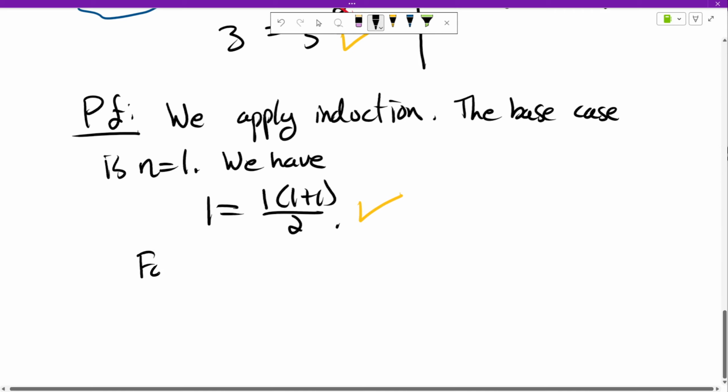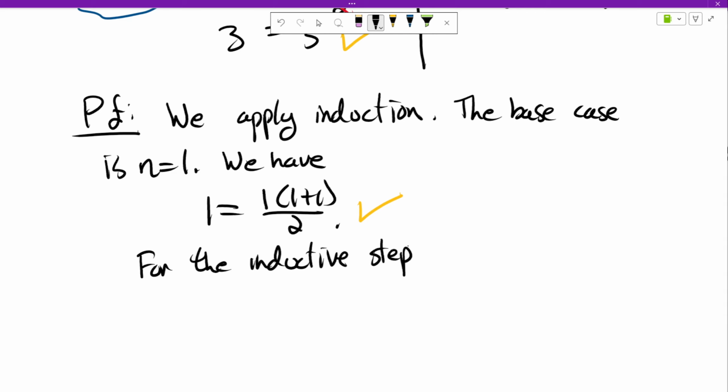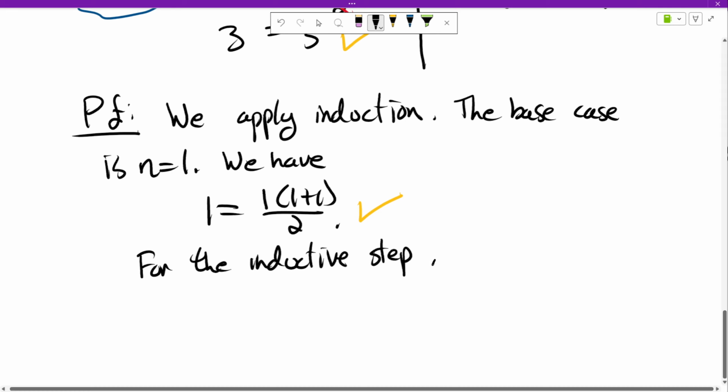So for the inductive step, we need to show that if one of the steps is true, then the next step is true. So that is, if P of n is true, then P of n plus 1 is true. So for the inductive step, suppose P of n is true.